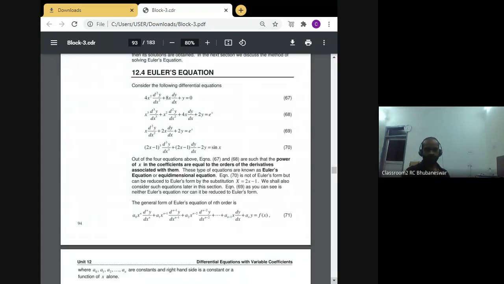So Euler's differential equation here. Some examples are given in equation number 67, 68, 69, 70. These are the examples of some Euler's differential equation.